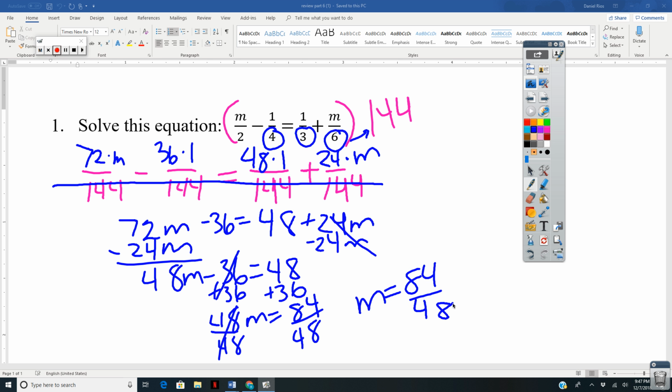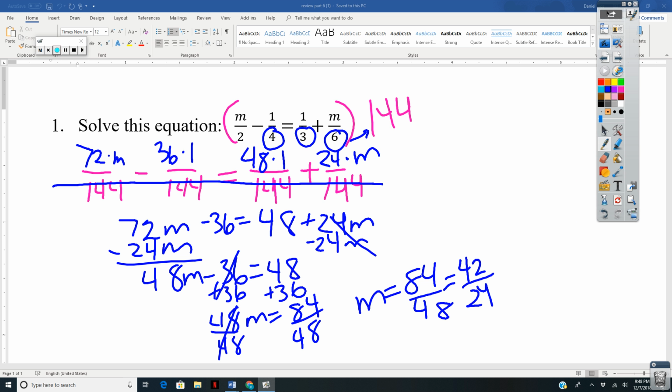They're both divisible by 2 because they're even, right? So I can divide 84 by 2, which gives me 42, and 48 divided by 2 gives me 24. They are still even, so I can still divide them by 2. 42 divided by 2 is 21, and 24 divided by 2 is 12. Now they're not even anymore, but they're divisible by 3. 21 divided by 3 is 7, and 12 divided by 3 is 4. So my answer is 7 over 4. Okay, go on to the next one.